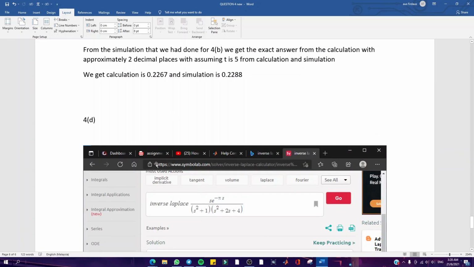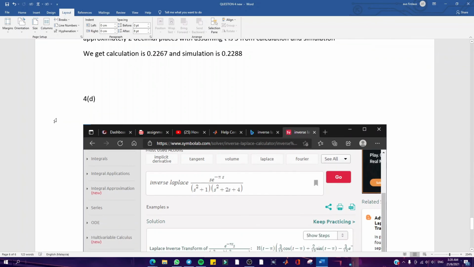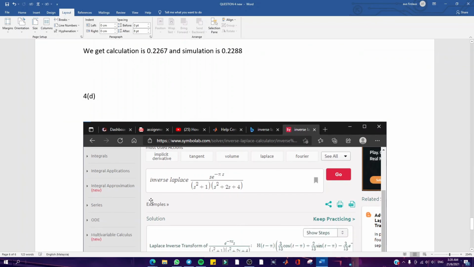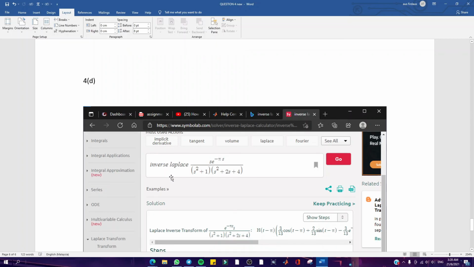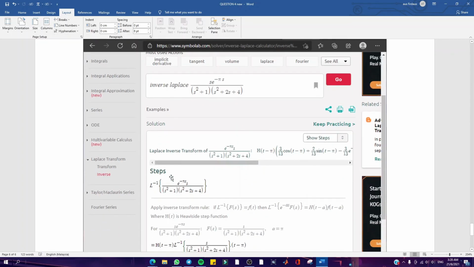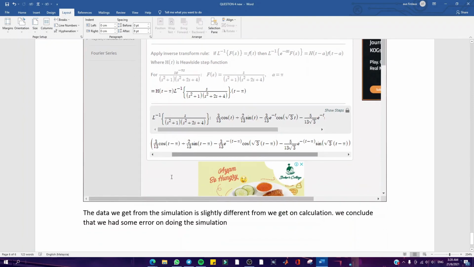For question 4c, we do not need to do the simulation because we just need to show how to get the answer that is shown in the question. So we have shown it, and then for question 4d, we also do it in symbolab.com for the simulation.